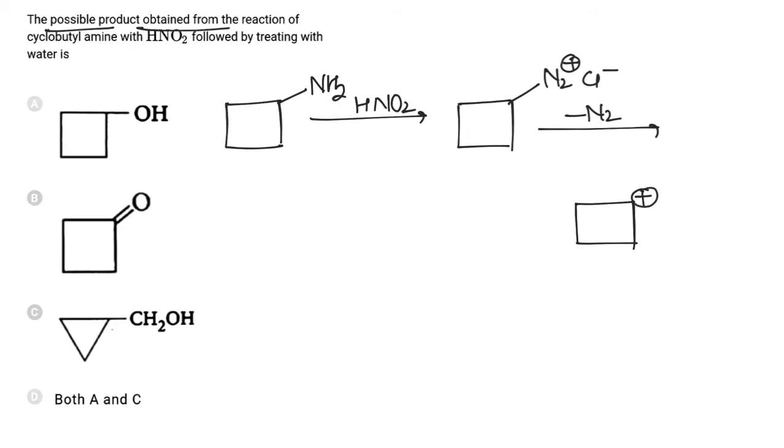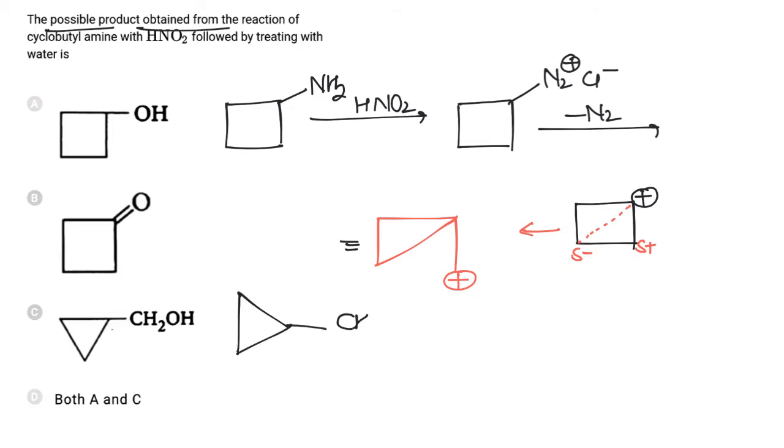Now if positive charge is present in ring, there is possibility of ring contraction. Now this carbon will acquire positive charge and this carbon will acquire negative charge, so a 3-membered ring is formed, which can be written like this. Now this carbocation formed is highly stable due to dancing resonance.